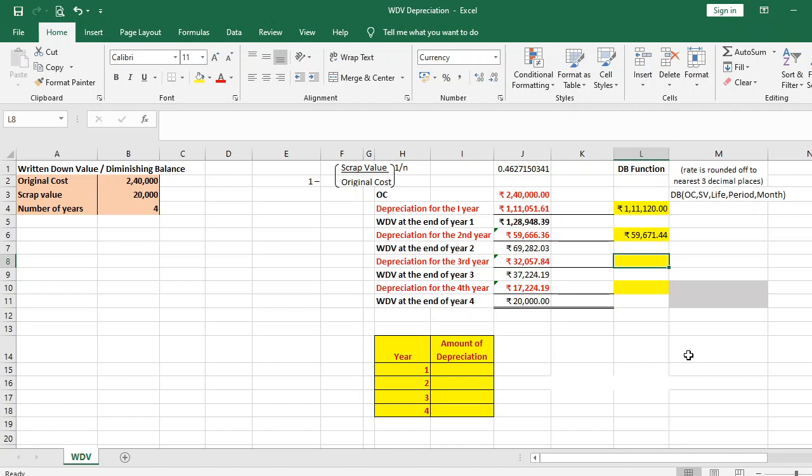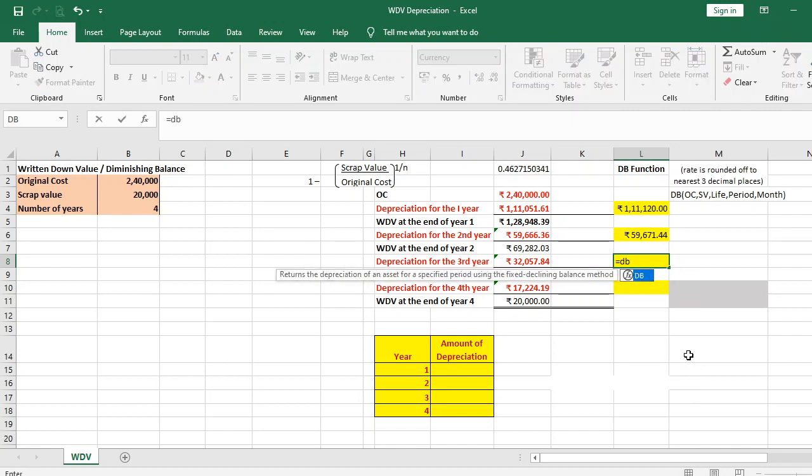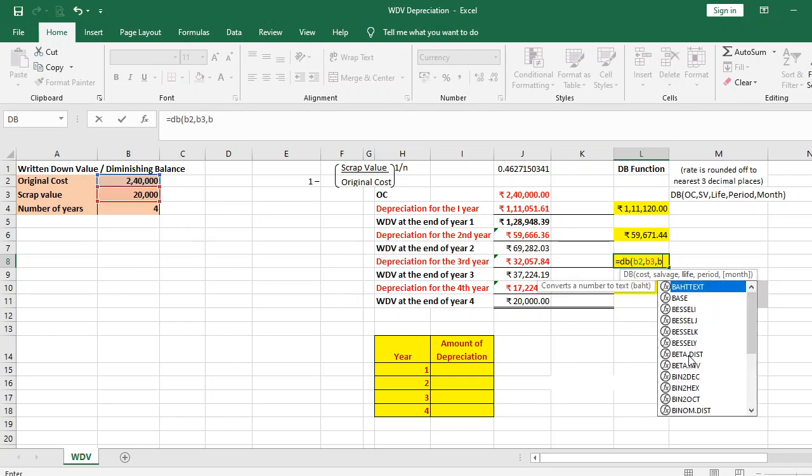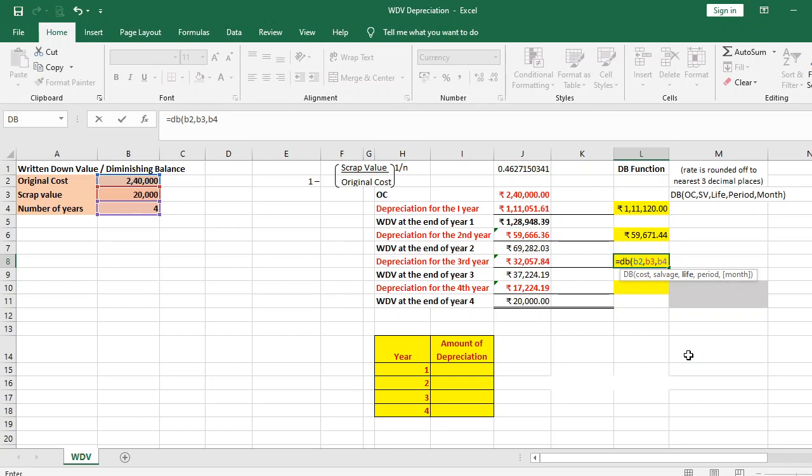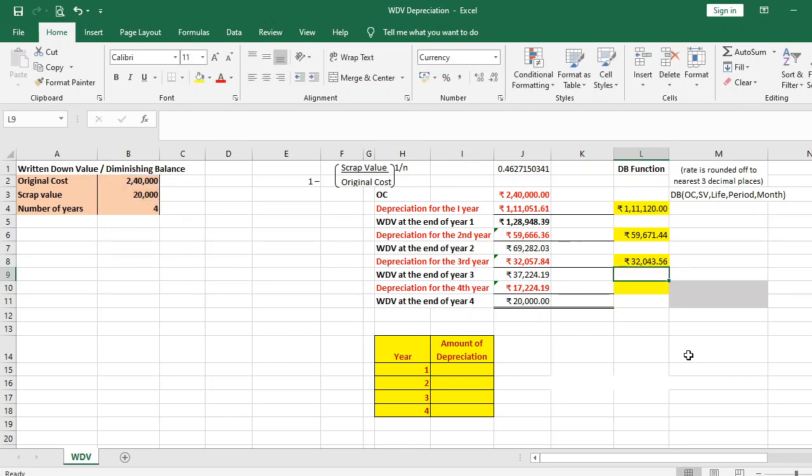Here for the third year we can go for using this DB, open parenthesis, B2 original cost, comma, B3 is the scrap value, comma, B4 is the life. And the period for which we want to find is 3. Month we omit. Enter, we get 32,043.56. Similarly, we do it for the fourth year.